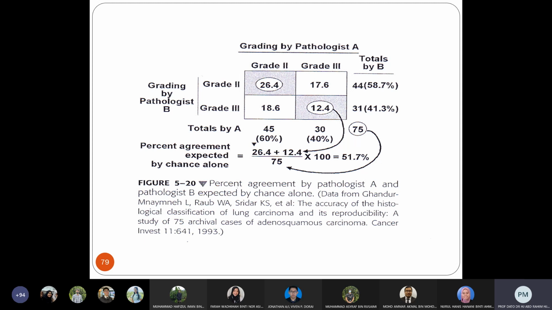Can you, Prof, explain why times 44, not 41? Times 44, because this is the pattern of, what is called, the mind of pathologist A. We cannot change it, because the way he is rationalizing his finding is like this. Whatever slide we give, his finding is like this. So we make use of this in order to measure by chance.